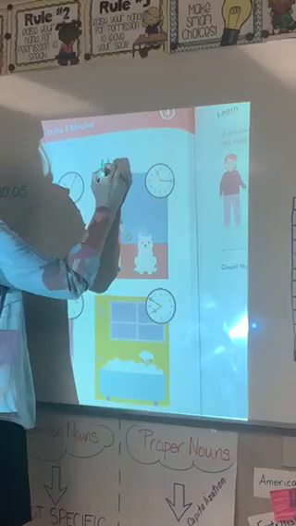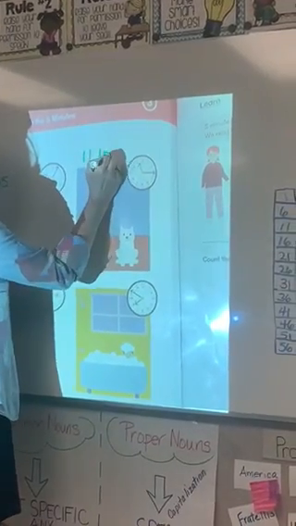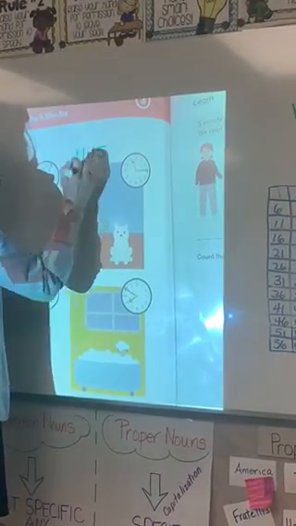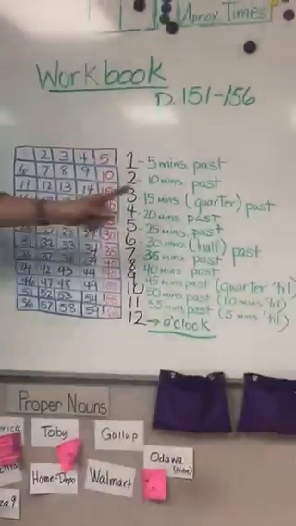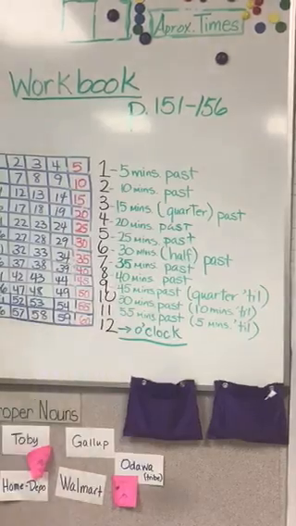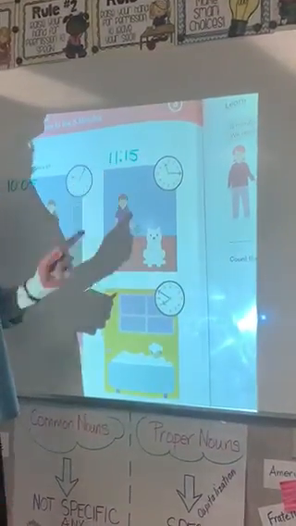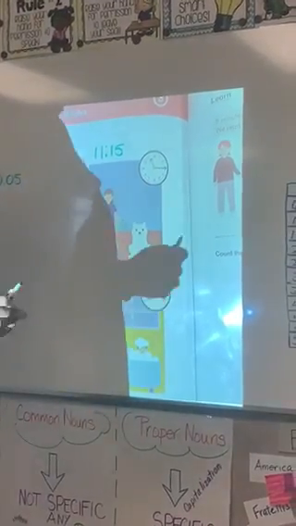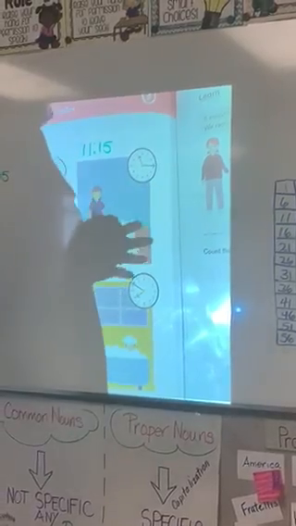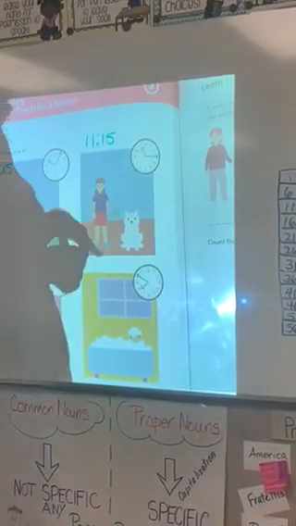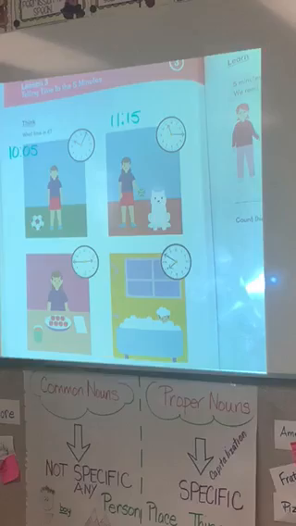11:15, right? But what's another way we say that? We say quarter past. So we could say 11:15 or a quarter past 11 is how we say it.